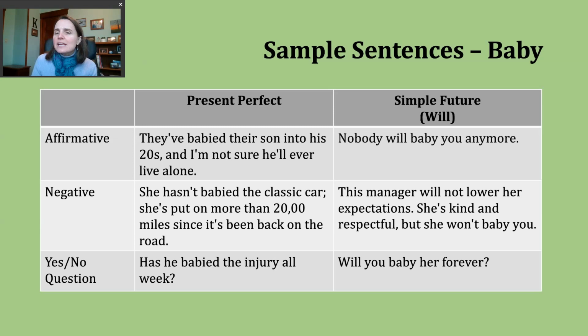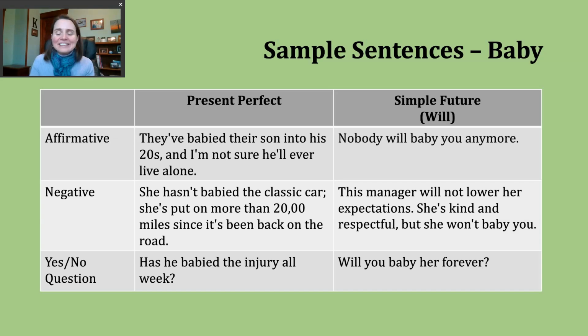Finally, if you want to make a yes or no question in the simple future with will, start with that word. Start with that modal, then you're going to have your subject, and then the base verb. Here's our last example. Will you baby her forever? I've heard one parent say that to another as they kind of reflect on how they are raising their children.